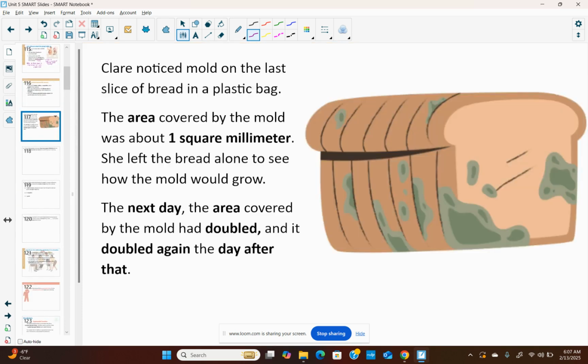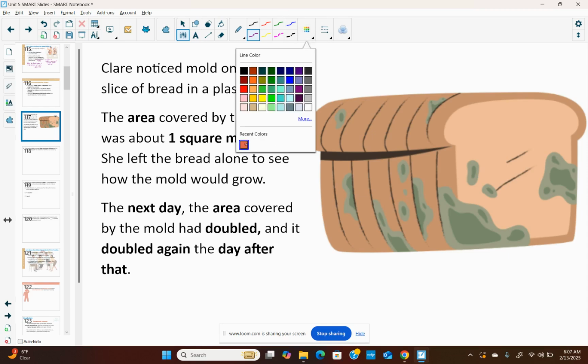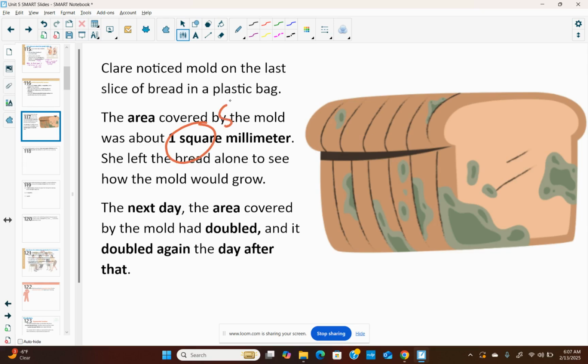So our scenario is that Claire noticed mold on the last slice of bread in a plastic bag. The area covered by the mold was about 1 square millimeter. She left the bread alone to see how the mold would grow, and the next day, the area covered by the mold had doubled and then doubled again the day after. So we've got this 1 square millimeter is the start that she noticed. And then after one day, the area had doubled, and after another day, it doubled again. So there's some questions in your book to answer about this. So why don't you pause the video, answer those questions, and then come back.